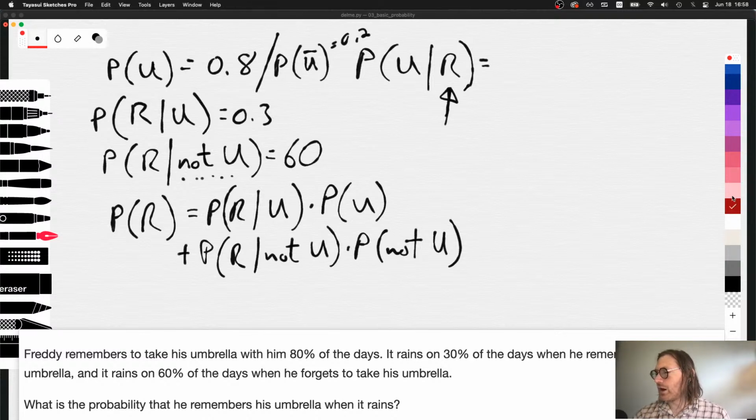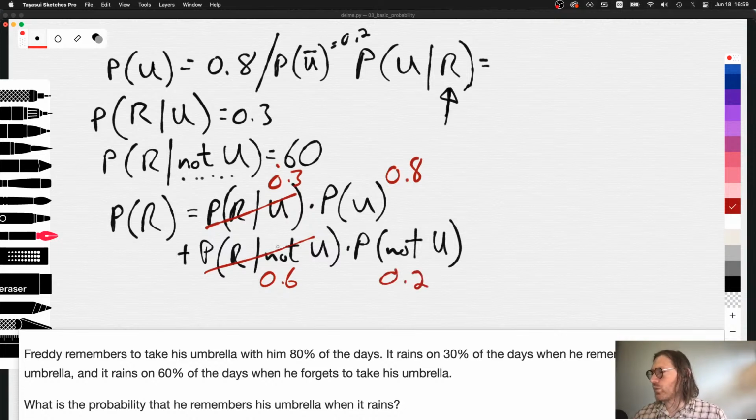The probability of rain given umbrella is going to be 0.3. The probability of umbrella is 0.8. Rain given not umbrella is, I wrote down 60, oh, 0.6. The probability of not umbrella is going to be 0.2.